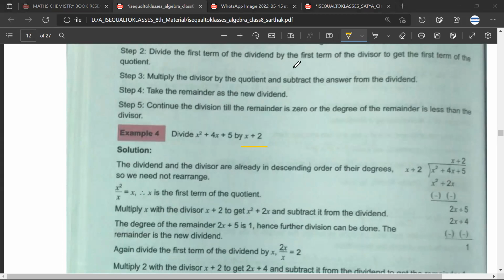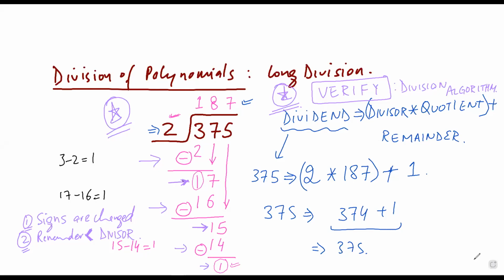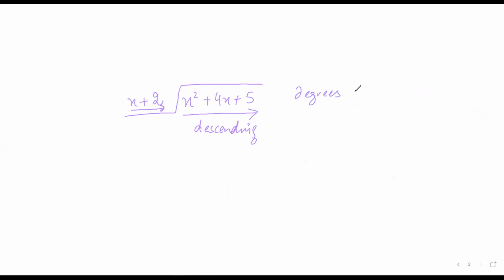Okay, so let's start doing this: x square plus 4x plus 5 by x plus 2. So this is the simplest example. So again x square plus 4x plus 5 would be written like this, and you will have x plus 2 here. Any doubt till here? No, sir. Now before you start, just remember that this order should be in descending order. If you observe, the degrees are in descending order.